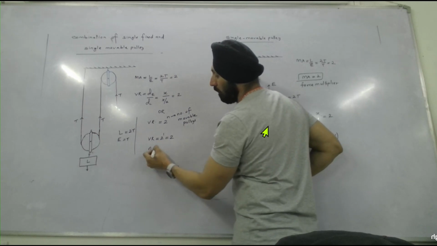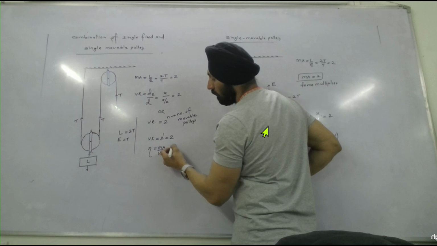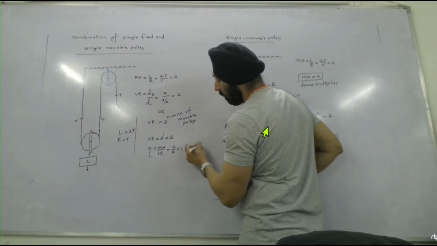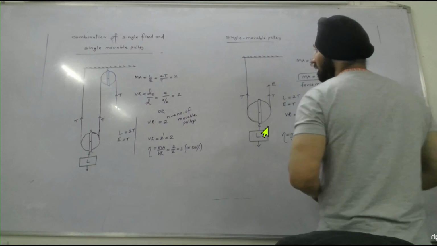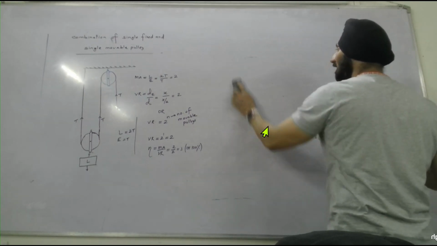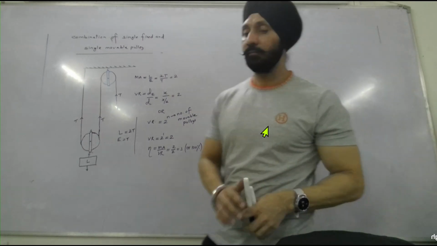Again, efficiency MA upon VR, which is equal to 2 upon 2. Answer is 1. That is 100%. Which machine is this? Ideal machine. Okay. Otherwise, efficiency is always less than 1. Ideal machine जो real life में possible ही नहीं है. Take down, please.